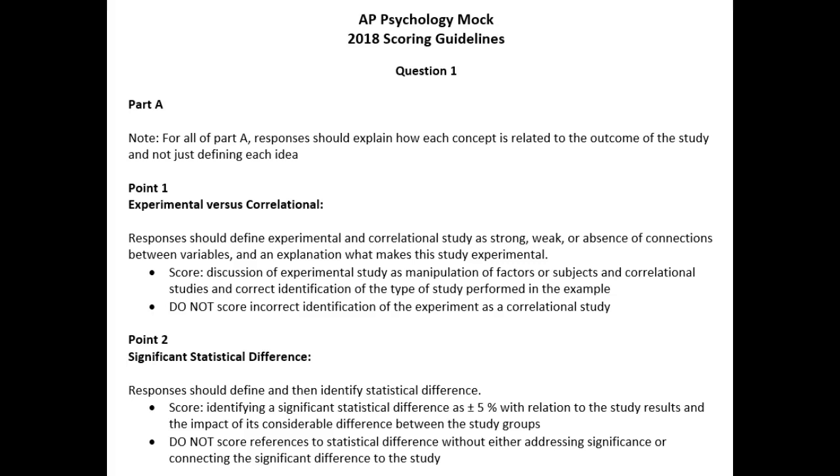For point number 2, significant statistical difference, my understanding is that it's plus or minus 5%. They should mention the actual statistical difference within their response, and then define what that means, like significant versus insignificant. Please don't give a score to those who just reference the term without really going into an explanation about it or connecting it to the study. Now we are all set to look at the next point.